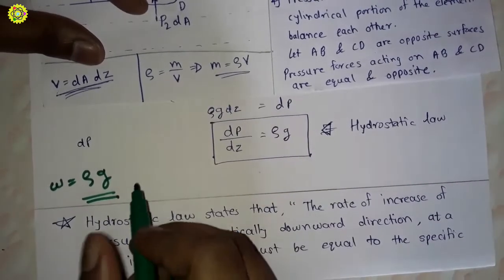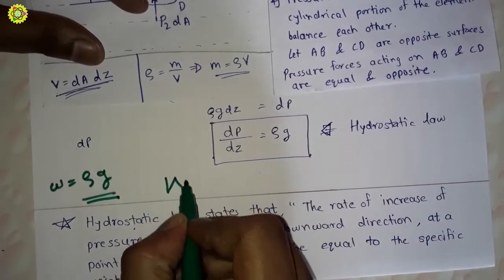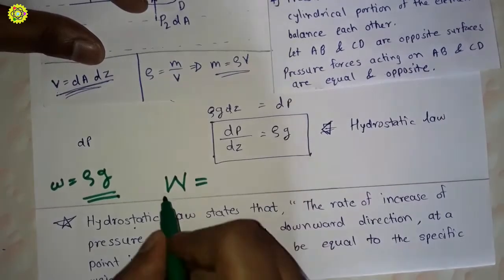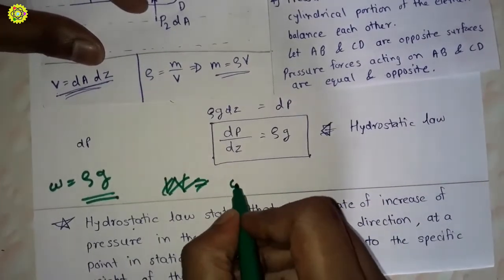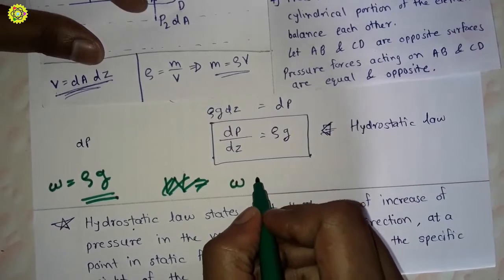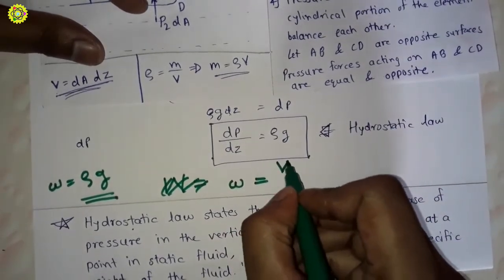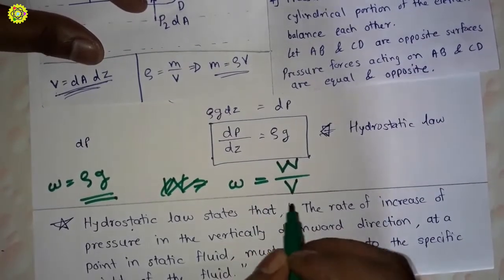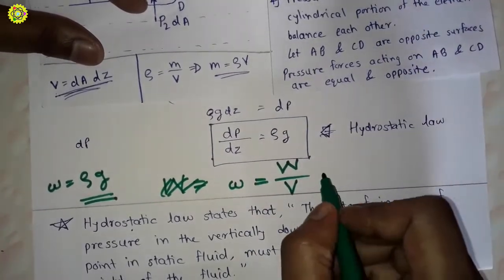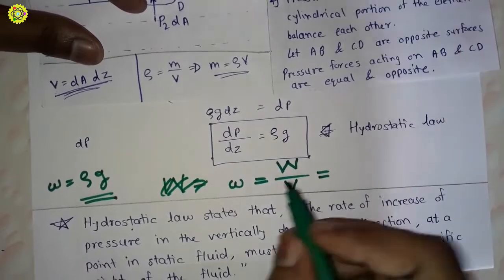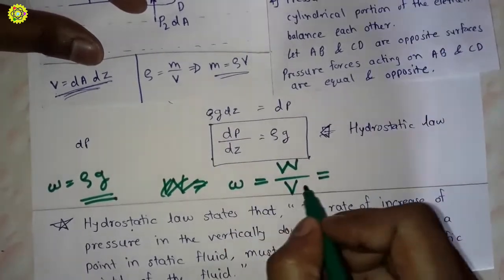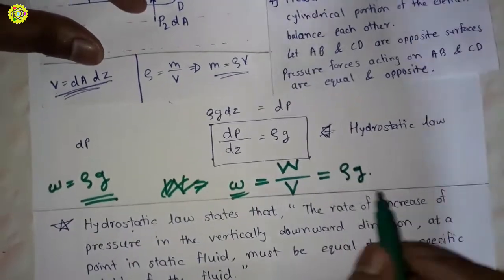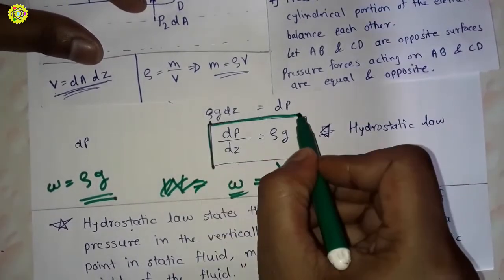Specific weight we can calculate as, this is a capital W, that is weight, sorry, this is a small w which is equal to capital W upon V. This is the formula for specific weight. If we simplify this by putting the values, we will get small w, that is specific weight, is equal to rho g. So this is the hydrostatic law.